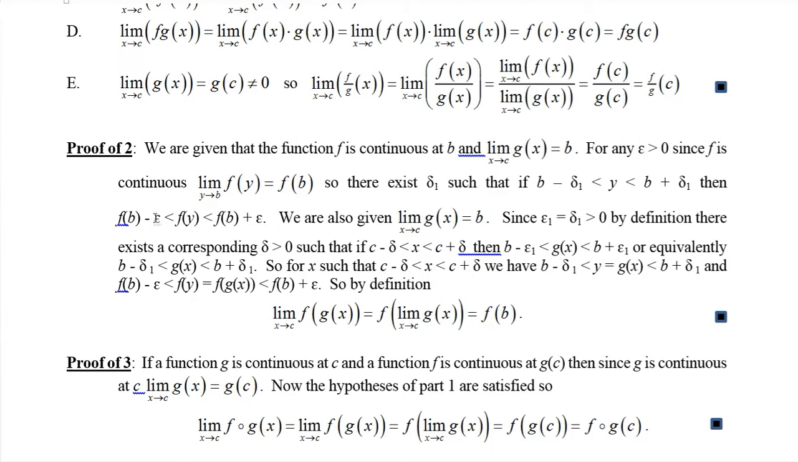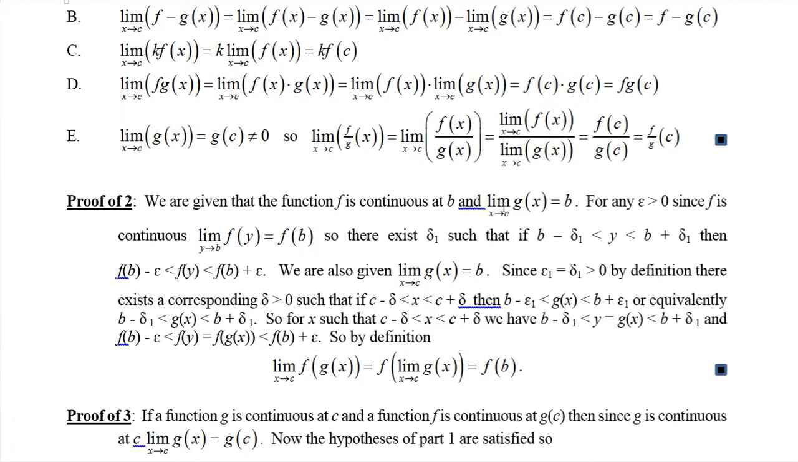So we're given that a function f is continuous at point b, and the limit as x approaches c of g of x equals b. That's our hypothesis. That's what we're guaranteed or assuming for this particular theorem. For any epsilon greater than 0, we want to start with an epsilon greater than 0, find the appropriate delta so that our final thing is within epsilon of what the limit should be. Okay, so let's see if we can do something with that.